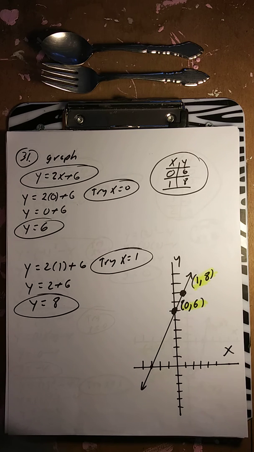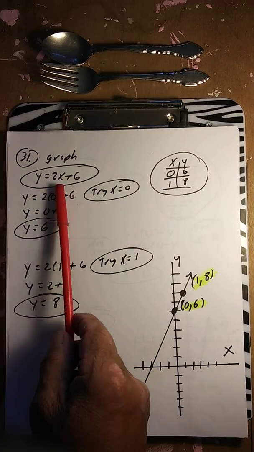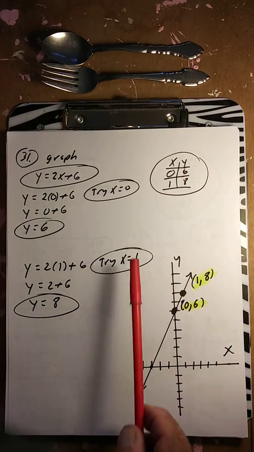Graph this. Y equals 2x plus 6. Going to graph this linear equation here. I'm going to try x equals 0 in the formula. 2 times 0 is 0. 0 plus 6 is 6. So 0, 6 is 1 point.